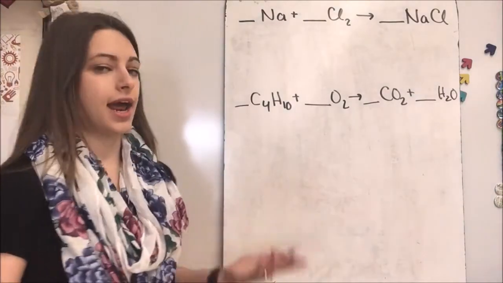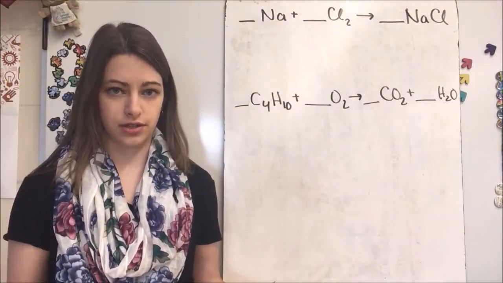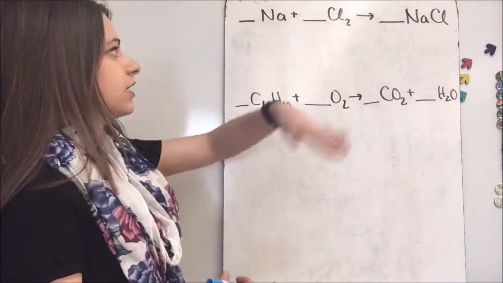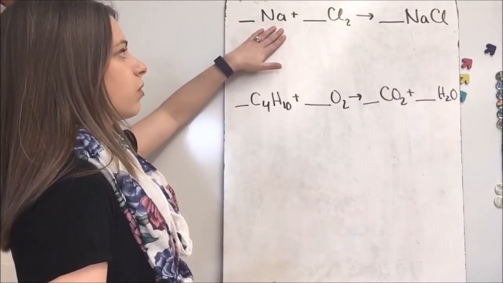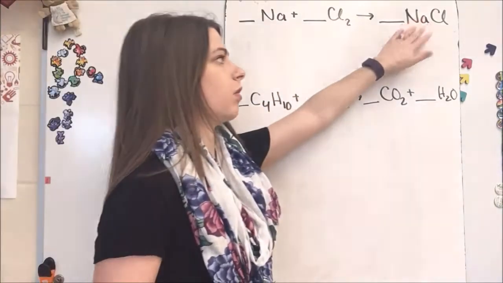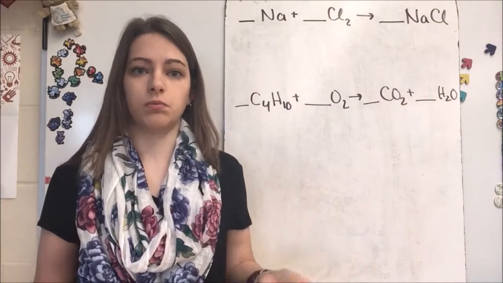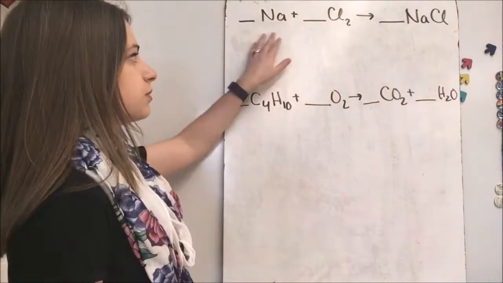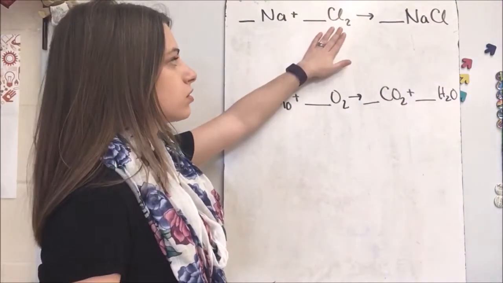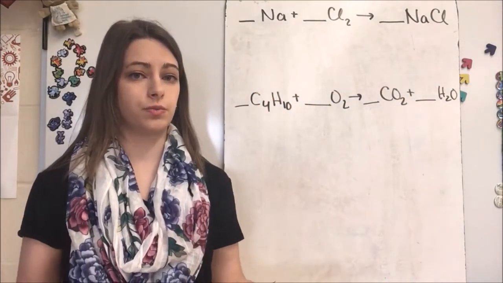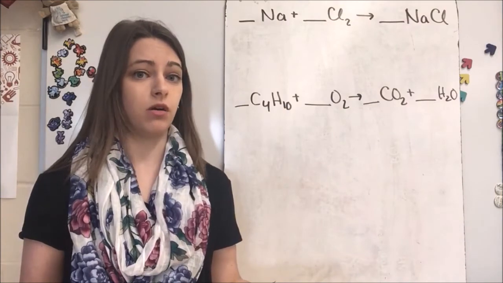This one, however, we don't have any hydrogens or oxygens. So we kind of just have to pick one. Doesn't really matter. So I'm going to work from left to right. Right now I have one sodium in my reactant and I have one sodium in my product. Are those balanced? Are they equal? Yeah, 1 equals 1. Okay, so let's move across. Let's look at my chlorines. I have 2 chlorines in my reactants and 1 chlorine in my product. Are those balanced? No, they're not.